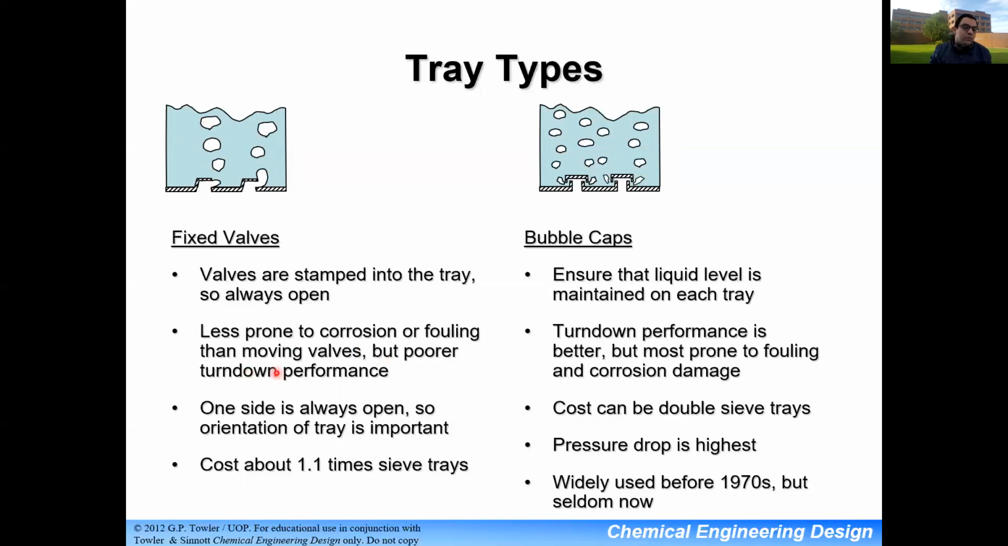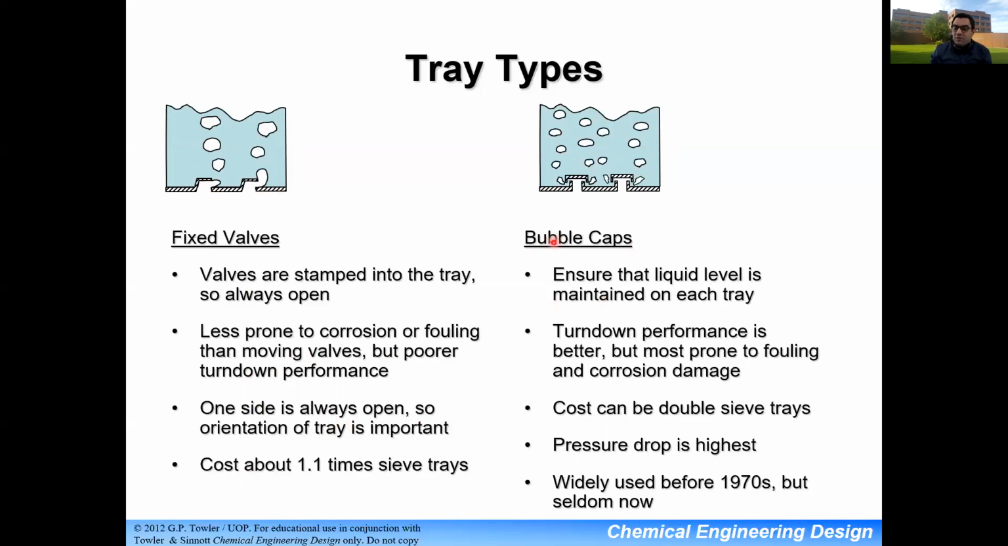so it prevents the weeping somewhat. It's less prone to corrosion. One side is always open, so the orientation of the tray is important. So you don't want these facing the direction of the liquid, right? Otherwise, the liquid's just going to drain through them. And it costs about 1.1 times the sieve tray.